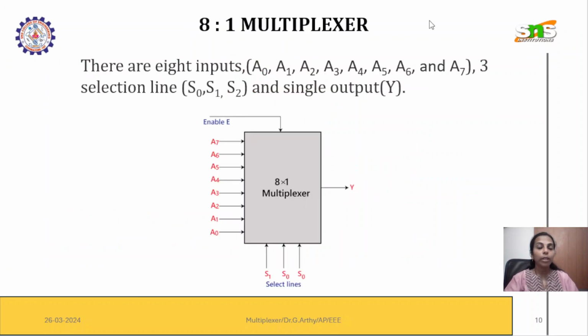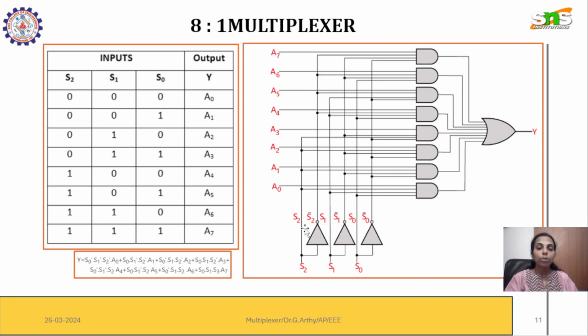This is an 8 to 1 multiplexer. For an 8 to 1 multiplexer, obviously 8 inputs will be there and 3 selection lines will be there. This is the truth table and circuit diagram corresponding to the 8 to 1 multiplexer.